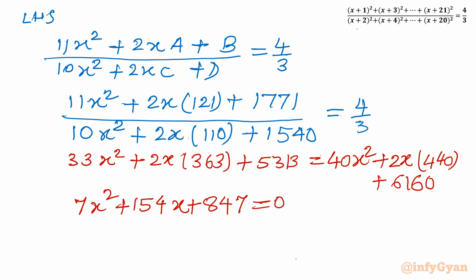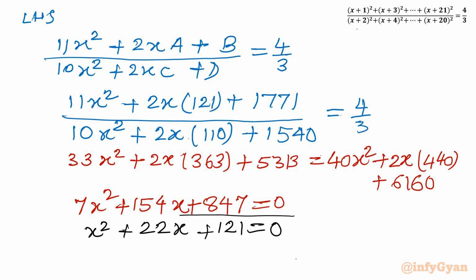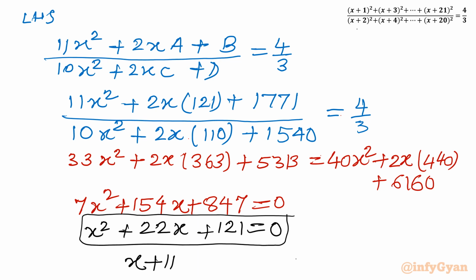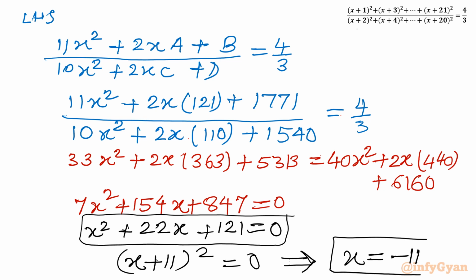Now the equation is divisible by 7. I will divide by 7. So the equation will come out ultimately x square plus 22x plus, if you divide this number, 121 equal to 0. And if you see, this is a perfect square: (x plus 11) whole square equal to 0. So from here we can conclude our answer. x is equal to minus 11 with multiplicity 2. Let's verify our answer. So I will be writing verification.